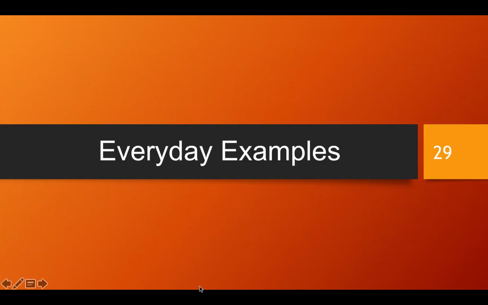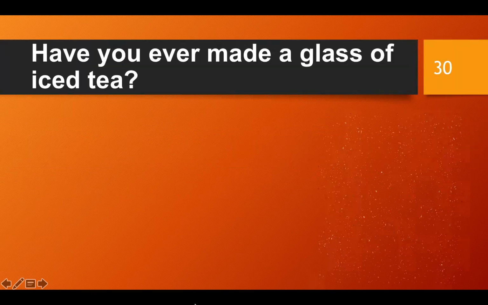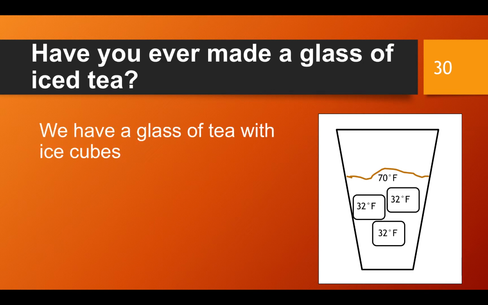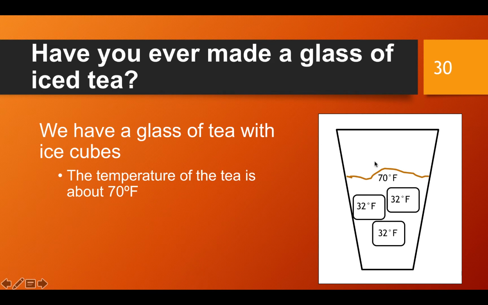So let's talk about some everyday examples. Have you ever made a glass of iced tea? I think probably you have. We have a picture on the right showing some tea with some ice cubes in it. And we know that the beginning temperature of that tea is about 70 degrees Fahrenheit, or room temperature approximately. And the temperature of the ice is about 32 degrees Fahrenheit.